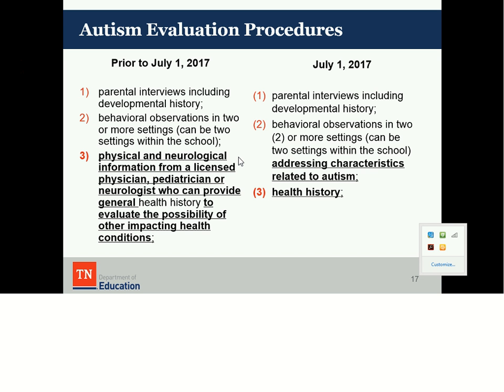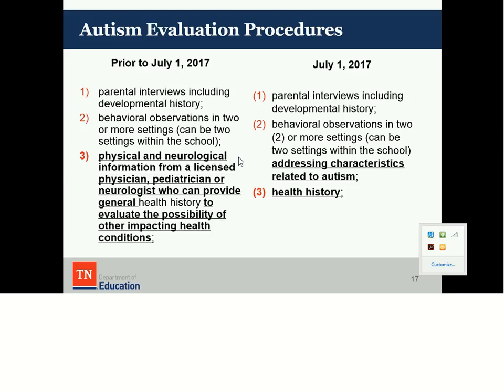While we still have to have the behavioral observations, which is more than one, take place in two or more settings, based on our new criteria, they need to make sure that they're addressing characteristics related to autism. While that might have been assumed before, we wanted to make sure it was clearly laid out that those behavioral observations are specific to those characteristics related to autism and how the student's functioning in the school environment. And then the second change for the evaluation procedures is related to the medical statement.